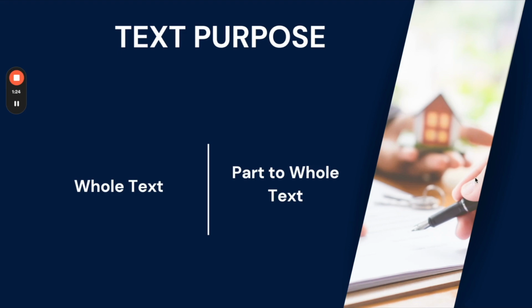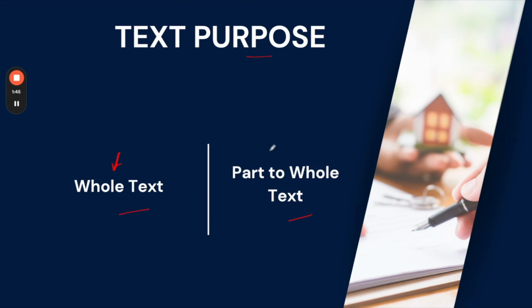Let's dive in. Now, to begin with, in the text purpose question type, you might come across two subtypes. The first is whole text, the second is part to whole text. The whole text type basically means that you have to identify the purpose of the whole text, whatever the text is given, of the complete text. You need to identify what the purpose of that text is.